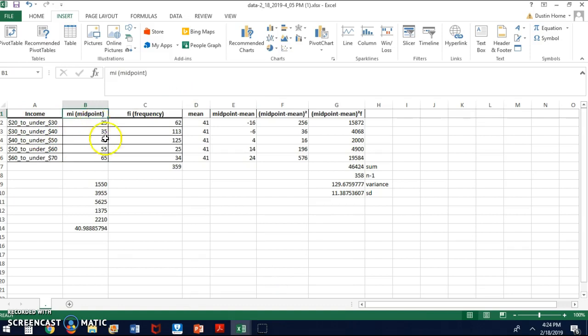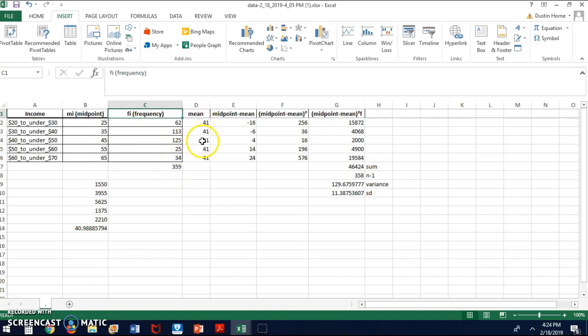I changed the frequency to Fi, and Mi is the midpoint, and the midpoint is just the middle number in between these two sets. 20 plus 30 divided by 2, 50 divided by 2, the halfway point, the median. So there's my midpoint, there's my frequencies.